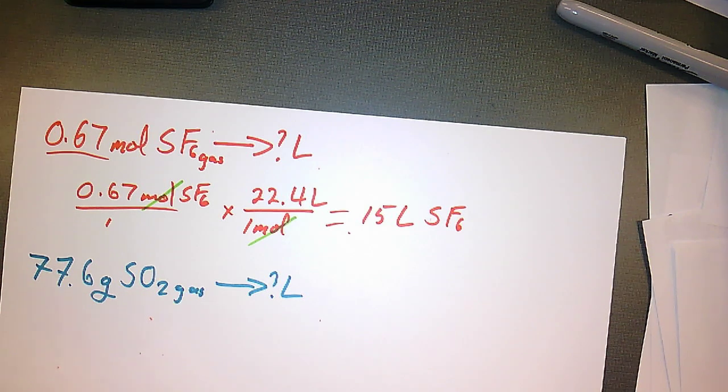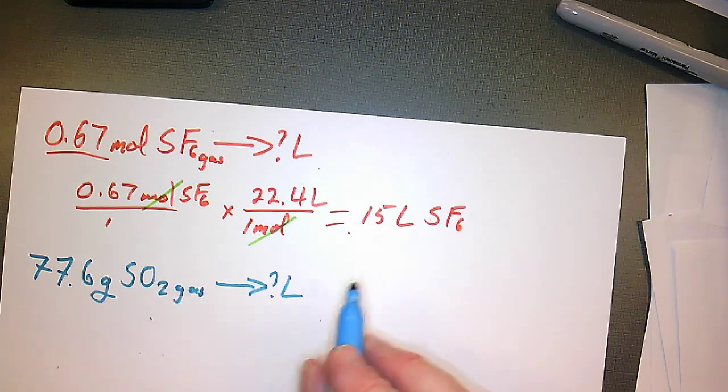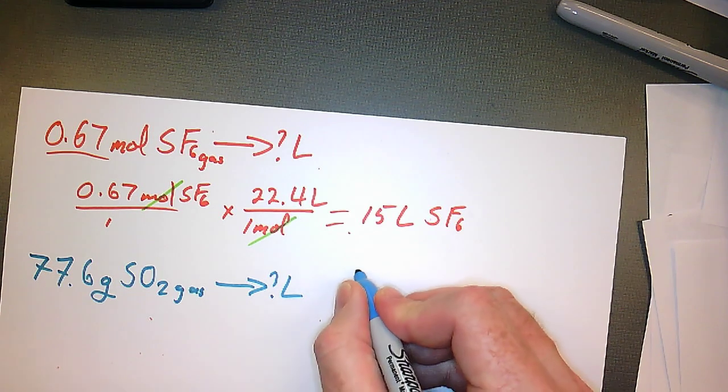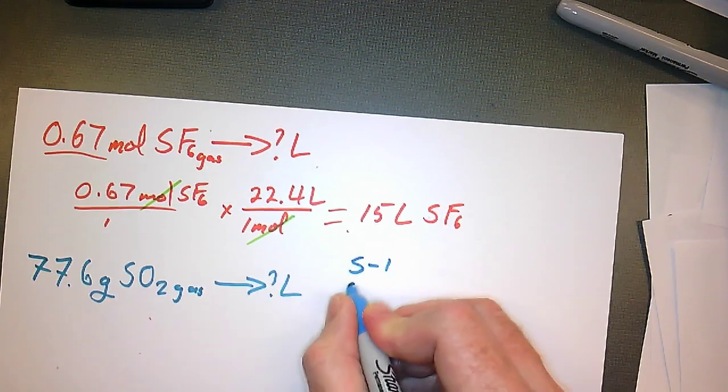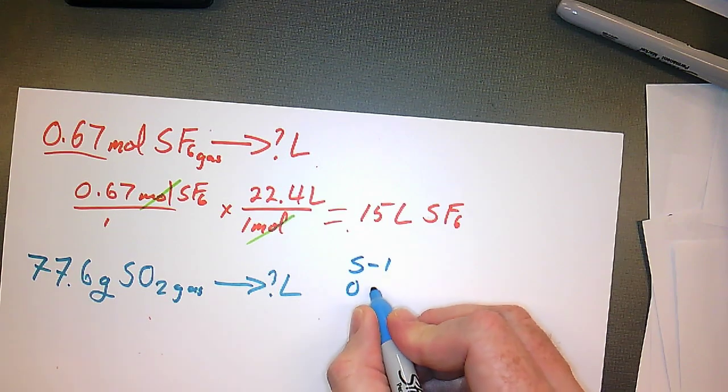Do the math. We need to add it up. So we're going to stop before we set up anything else. We're going to add up SO2. How many S's are there? 1. How many O's? 2.